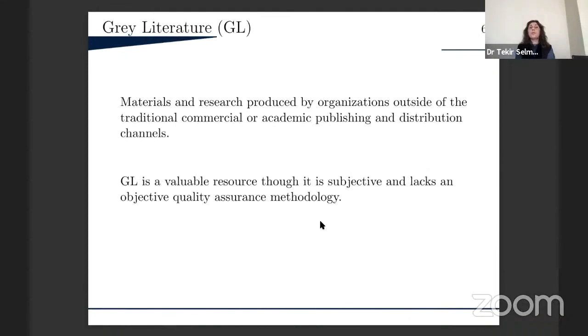Okay, when we return to the gray literature, these are materials and items that are produced outside of the traditional commercial or academic publishing. There is no peer review as expected in gray literature, for example, but gray literature is a valuable resource. It is subjective, and the main disadvantage is it lacks an objective quality assurance methodology. In that sense, schemes providing quality assurance will be helpful to make use of them.